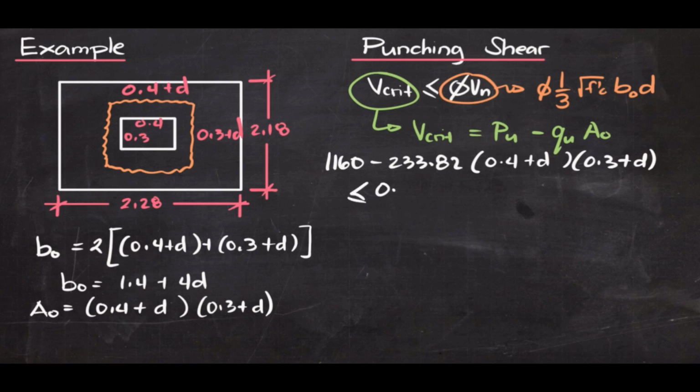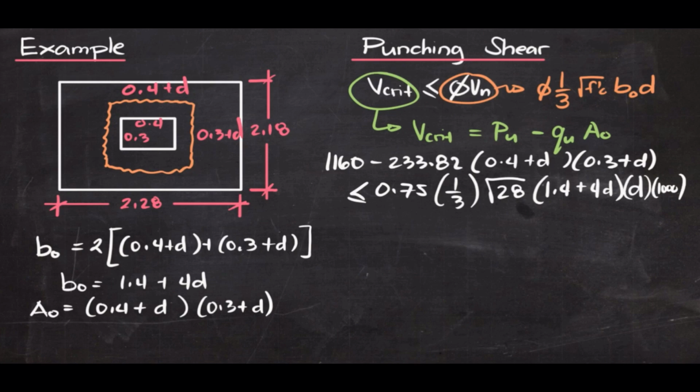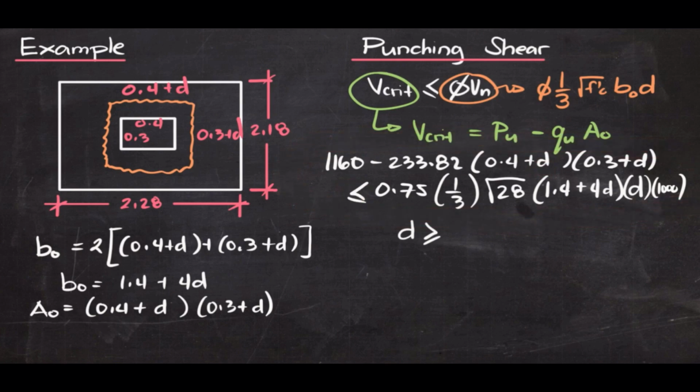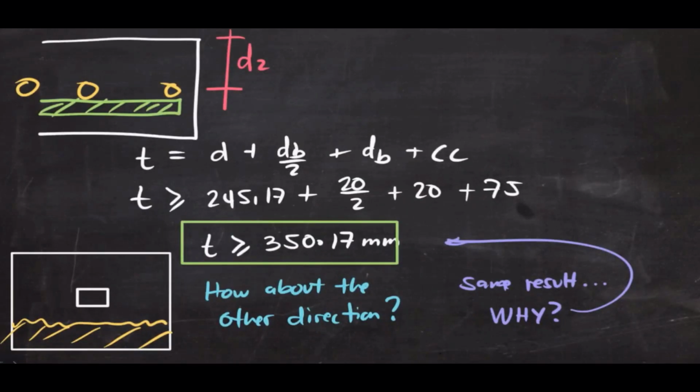And this value must be less than 0.5 times 1/3. So this should be 1/3 times the square root of the material strength of concrete, which is 28 megapascals, times B sub O times D. And then we don't forget to multiply this by 1000 to convert it into kilonewtons. Solving for D in this equation, first do an equality, and D should be a value greater than 305.62 millimeters.